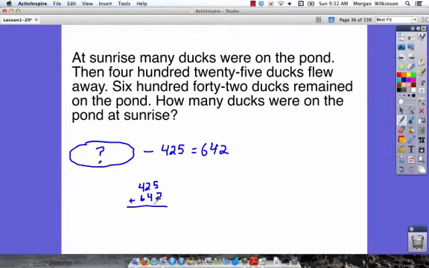Well, these ones are nice because we've got 5 plus 2 is going to give us 7, 2 plus 4 is going to give us 6, and 4 plus 6 is going to give us 10. So we get 1,067, and this one would have to be 1,067 ducks were on the pond. We don't need to write on the pond. We can just write 1,067 ducks, and we're all done. Box that answer so it's nice and easy to see.